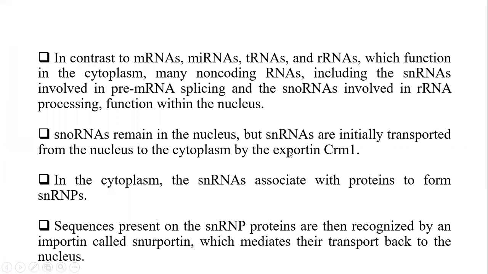Yes, ma'am. Now, in contrast to these mRNAs, microRNAs, tRNAs, and rRNAs, which function in the cytoplasm, there are many non-coding RNAs, including the small nuclear RNAs, which are involved in pre-mRNA splicing, and the snoRNAs, which are involved in RNA processing. They all function within the nucleus. So they remain in the nucleus, but there are certain RNAs which need to be transported from the nucleus to the cytoplasm, as already mentioned, and that is done by CRM1. Okay, so this point I'm emphasizing more because it is important. So transport of RNAs export is by CRM1.